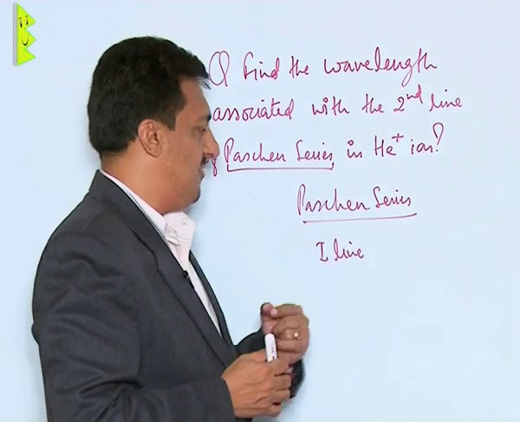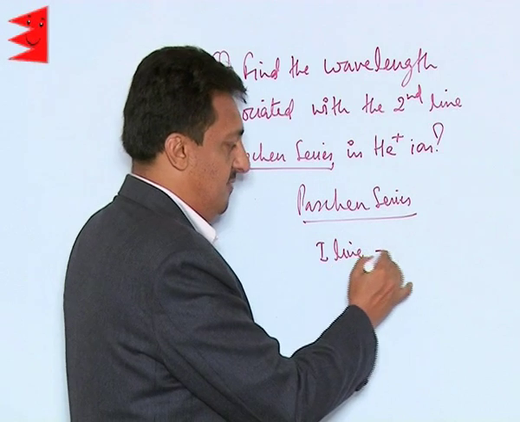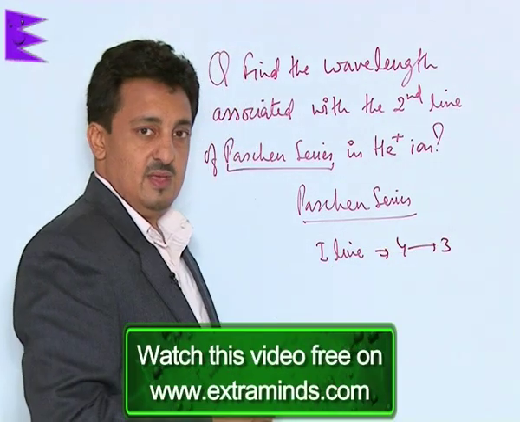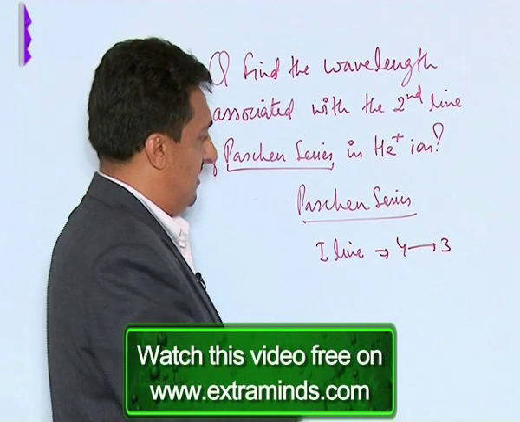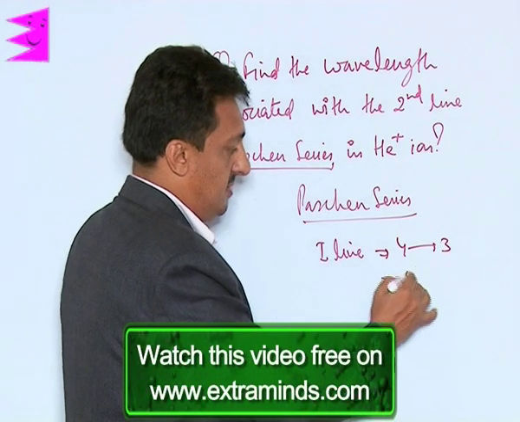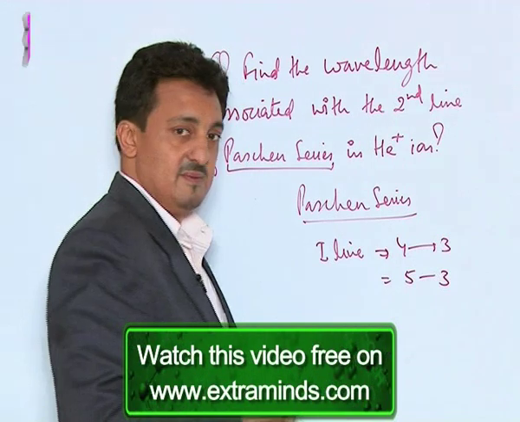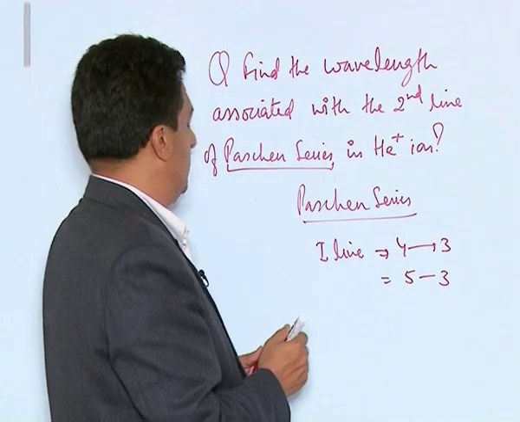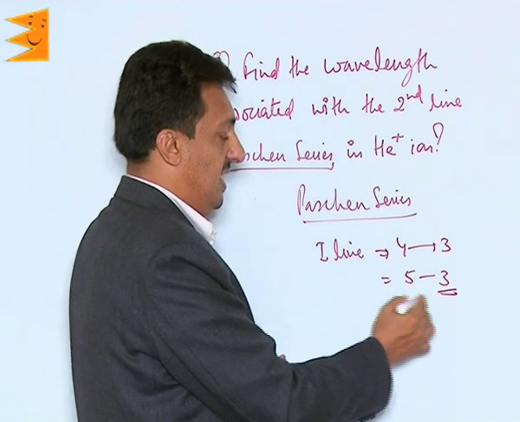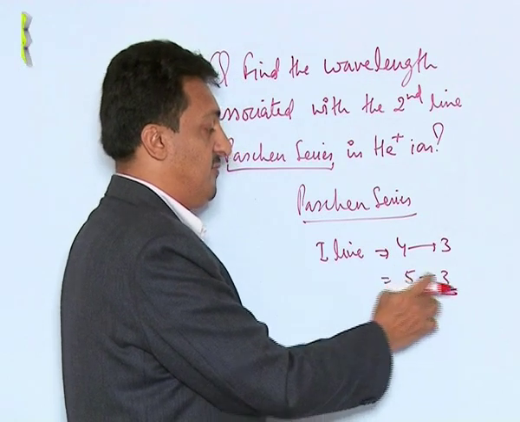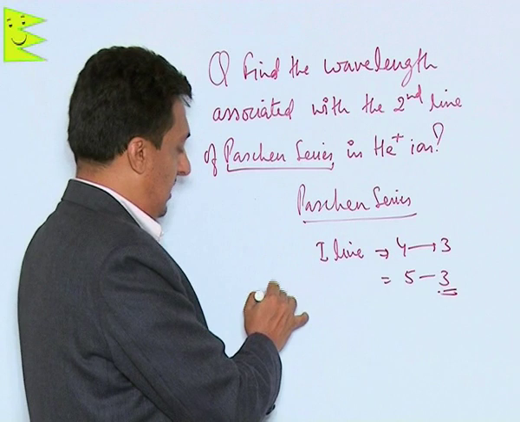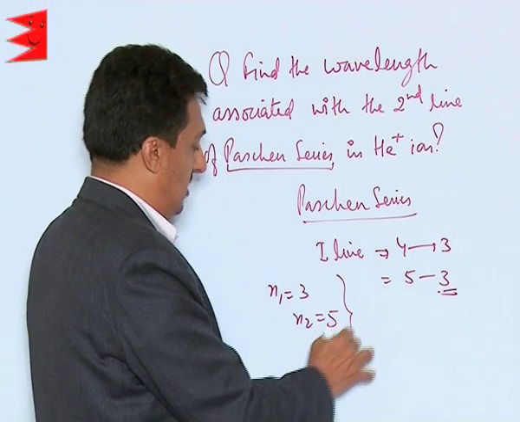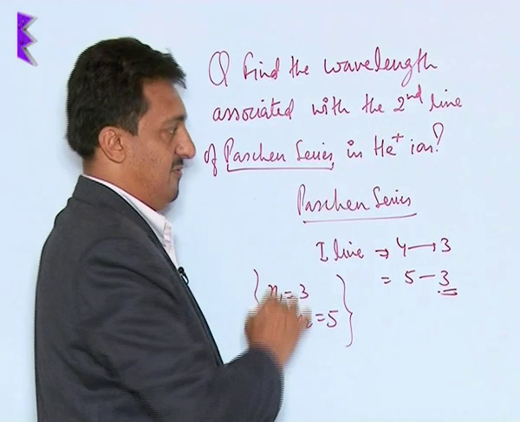Similarly, in case of Paschen series, the first line will be due to the transition from 4 to 3, whereas the second line will be due to 5 to 3. That is how we have Lyman, Balmer, Paschen. So we are talking about Paschen series in which we have transition from 5 to 3. So in this numerical, your N1 is 3 and your N2 is 5. This is how you will interpret from the number of lines.